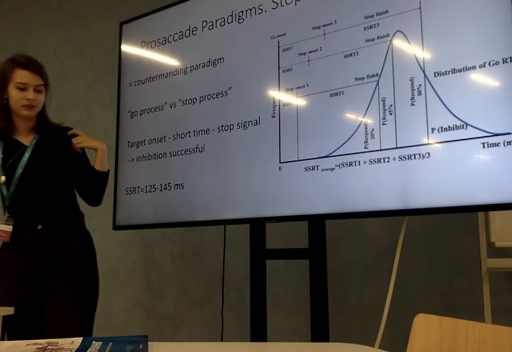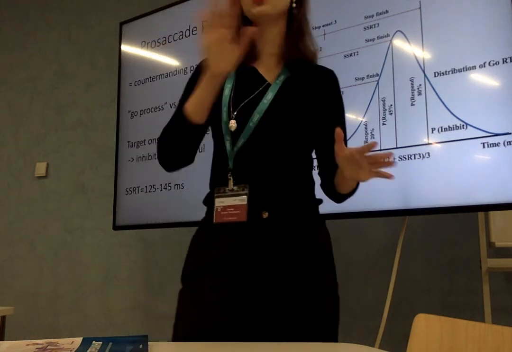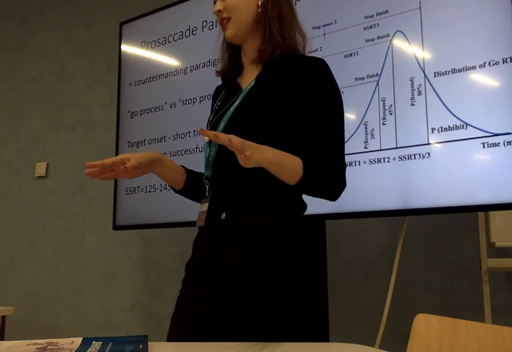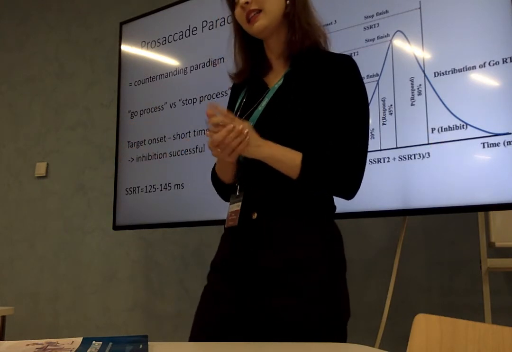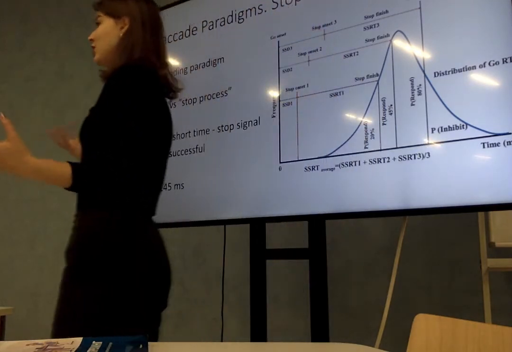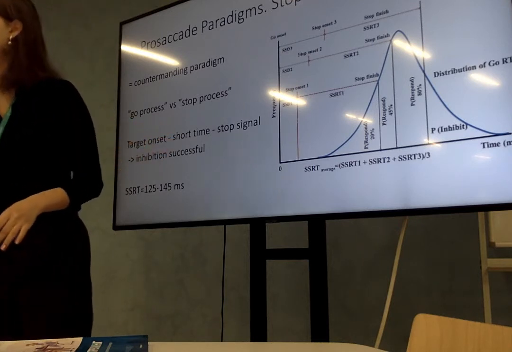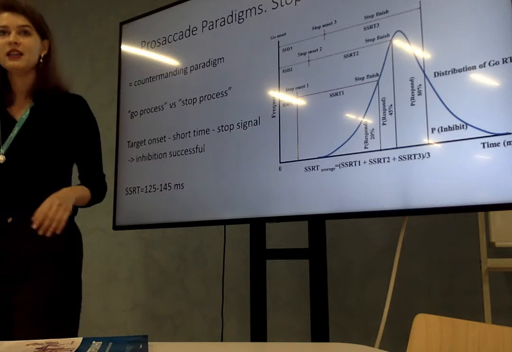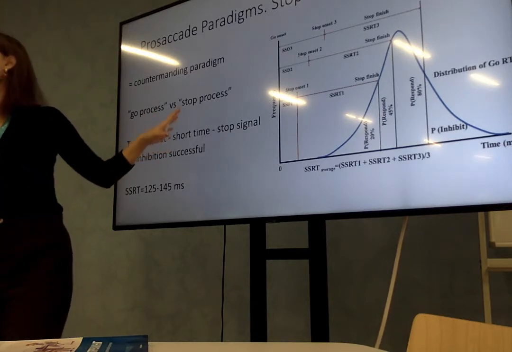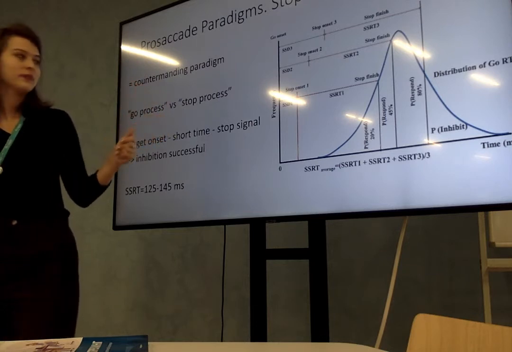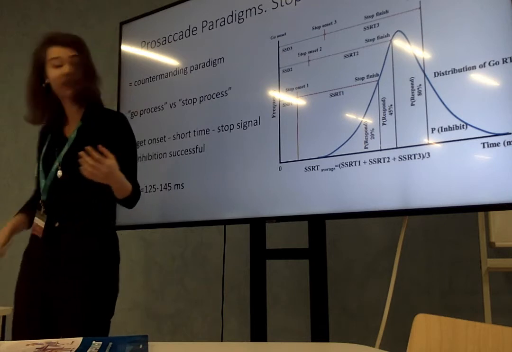So when we give our participants a task, not to look at the target, what our brain will actually do? And it appears that we have an opposition of two processes. First one is called go process, like yes, do it, go ahead, look at this target. And the second one, our instruction was given to us not to look at it, so it's called stop process. And we have this opposition between stop process and go process.